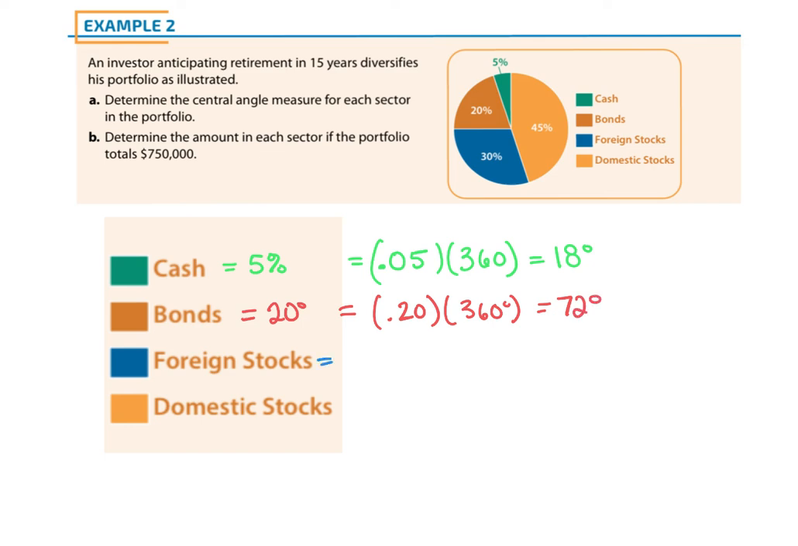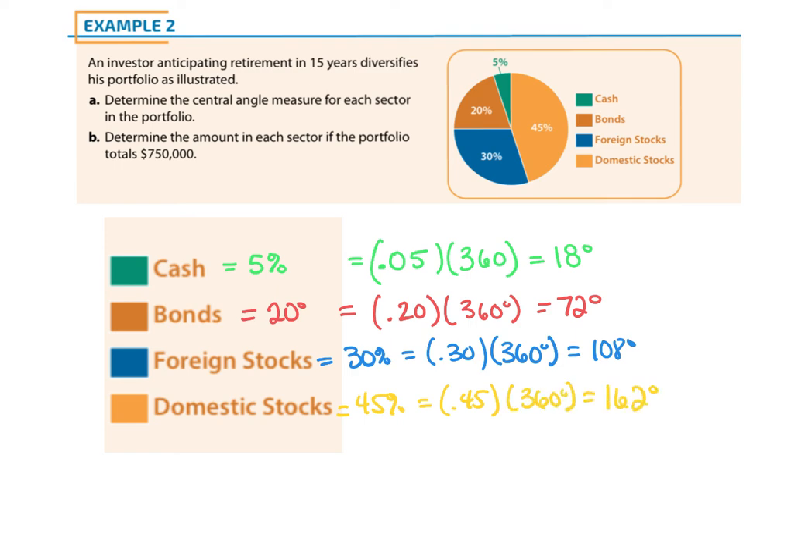Foreign stocks, that's 30%. So I'm going to do the same thing here, 0.30 times my 360 degrees. And then my domestic stock, that one is 45%. So I'm going to do that with this one. All right. So that's what the central angles would be. If I wanted to know what the actual angle measurement is here, that's 162 degrees. That's my angle measure.